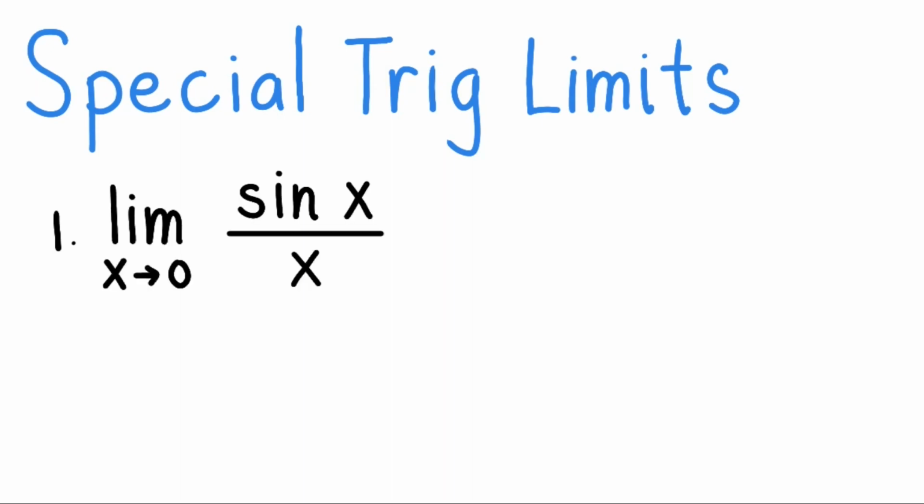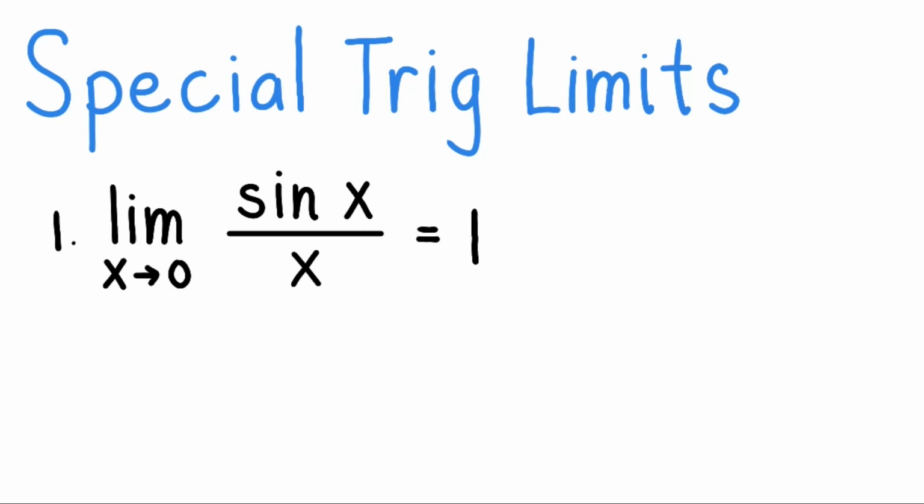Hello there. So far, we have tried out examples applying the first special trig limit, the limit of sine x over x as x approaches 0 is equal to 1. So if you want a proof of this one, you may check out a previous video regarding this limit.